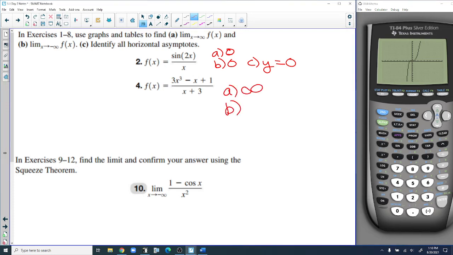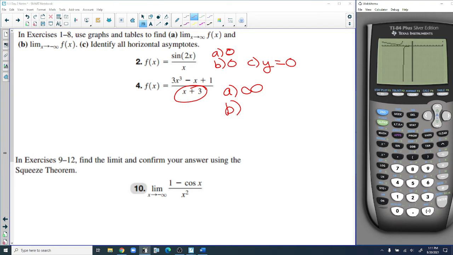But B looks like it's negative infinity, but we're not seeing the entire graph. If we zoom out, we need to look on the left side of that vertical asymptote, which is at negative 3. Still didn't zoom out enough. How about zoom? There's usually a zoom fit. There we go. Let's zoom fit.